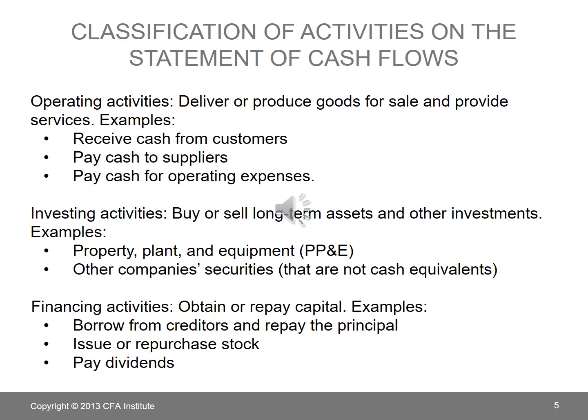The second category is investing activities, and this relates to buying or selling long-term assets and other investments. Examples of that would be PP&E, we talked about before, which is property, plant, and equipment. So the investment in one of these long-term assets would be considered an investing activity. Other companies' securities that are not cash equivalents are also an example of investing activity.